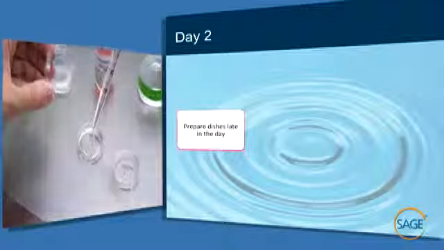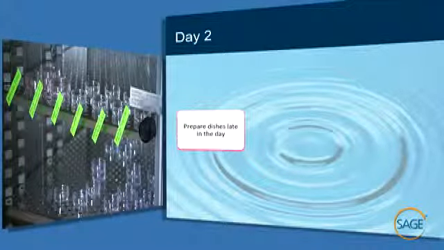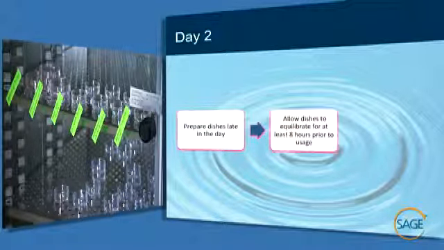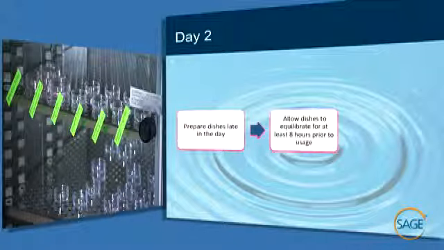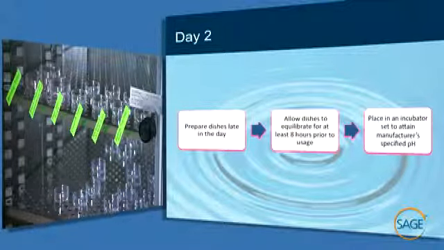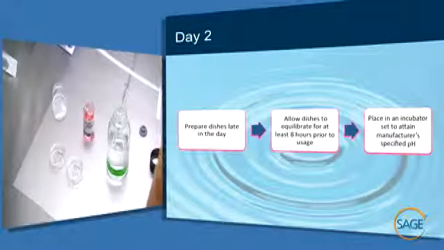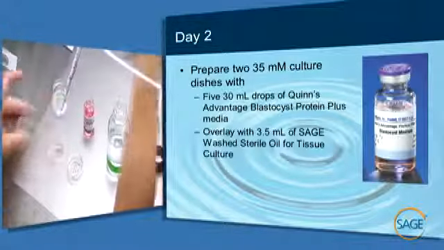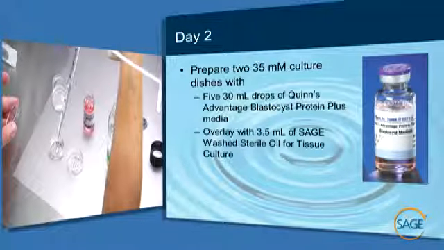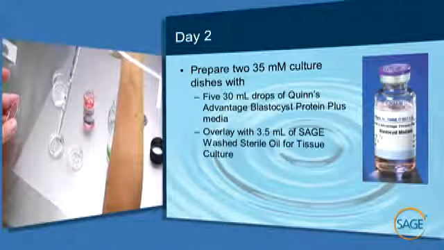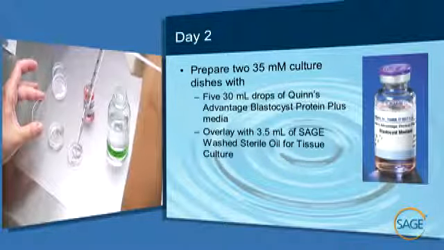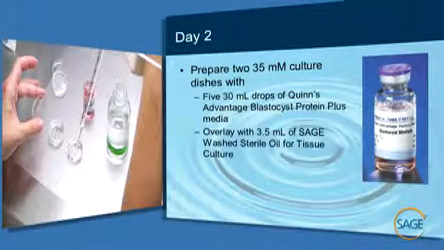On the afternoon of day 2, dishes need to be prepared for extended culture. These dishes will need to equilibrate for at least 8 hours prior to usage on day 3 in an incubator set to attain manufacturer's specified pH. The laboratory will need to prepare 2 35 millimeter culture dishes with 5 30 microliter droplets of Quinn's Advantage Blastocyst Plus media overlaid with 3.5 milliliters of culture oil.